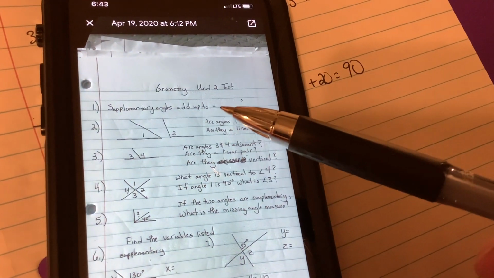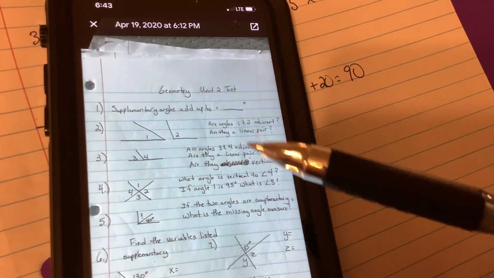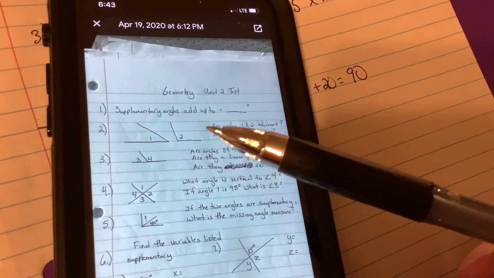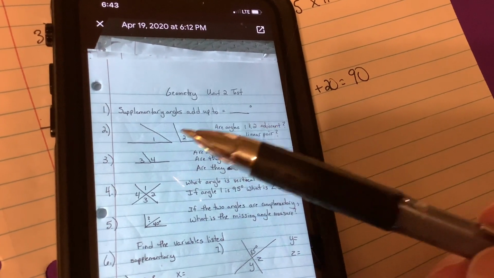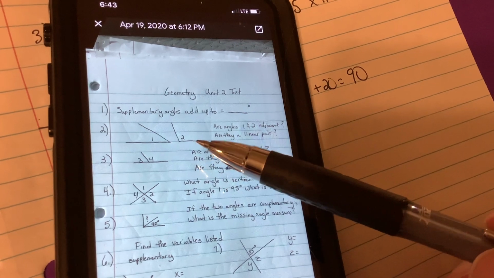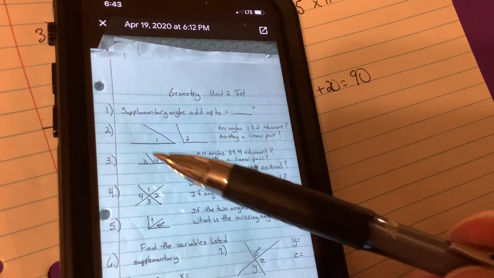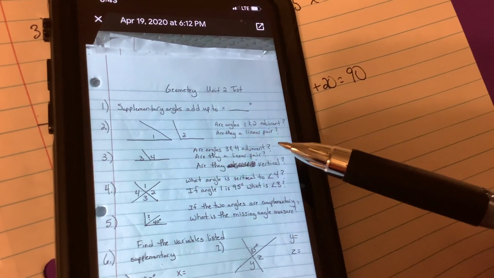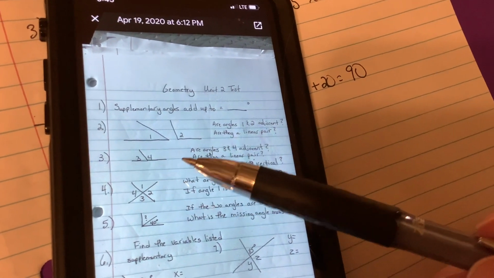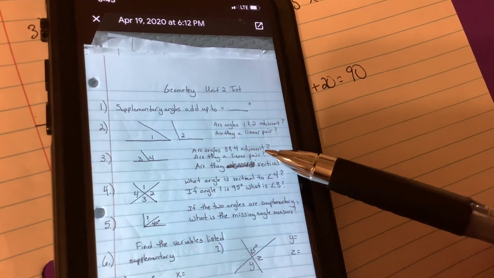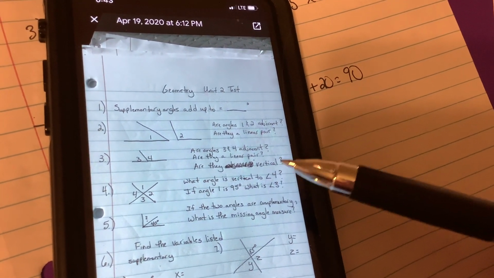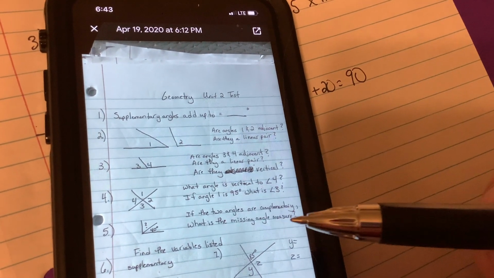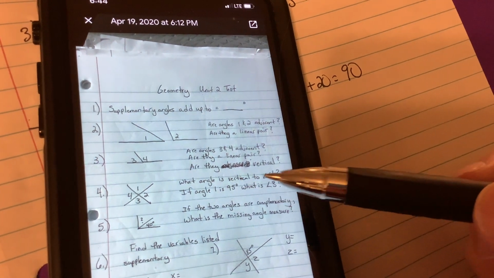Supplementary angles add up to 180 degrees. That's 180. Are 1 and 2 adjacent? No, they're not connected. They're separate, so they're not adjacent. Are they a linear pair? No, they can't be a linear pair if they're not adjacent. Then 3 and 4 are connected. They share this side. They share a vertex. They are adjacent, yes. Are they a linear pair? Yes, they form a straight line. Are they vertical? No, they can't be a linear pair and vertical. Vertical, remember, looks like 1 and 3 here, or 2 and 4.